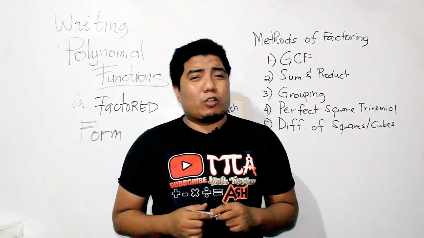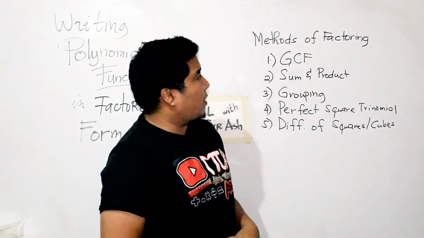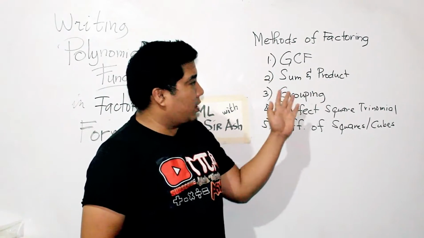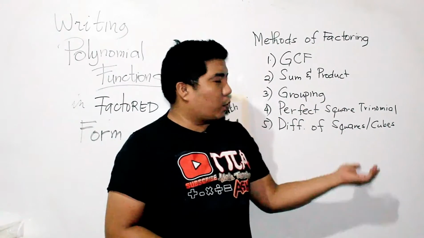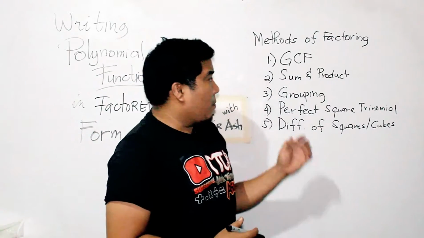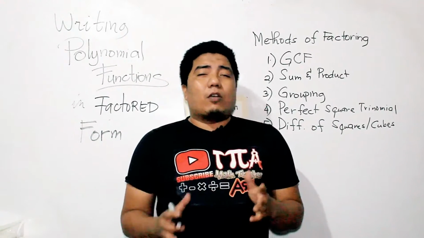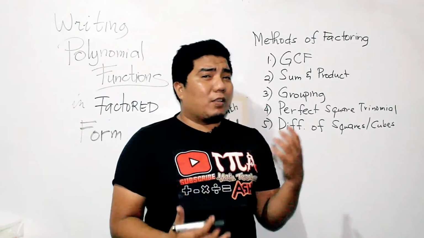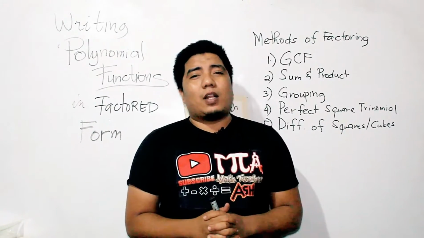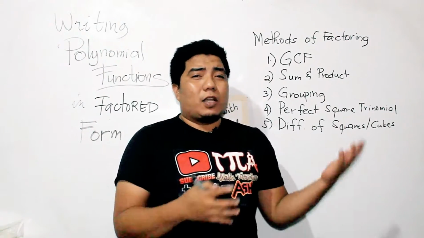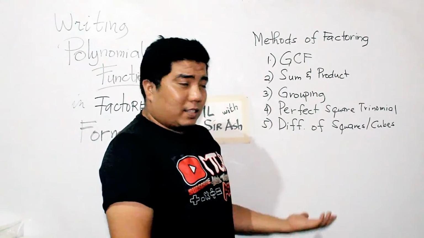Now, there are a lot of methods to consider on how to factor polynomial functions. Some of these are the following: the GCF, the sum and product pattern, the grouping, the perfect square trinomial, and the difference of squares or the difference of cubes. Now, these 5 different methods of factoring are applied depending on the situation. You need to know a lot of these things and also to review yourself in factoring rational algebraic expressions for you to master how to factor the polynomial functions. But let's just have a quick review of these different methods.